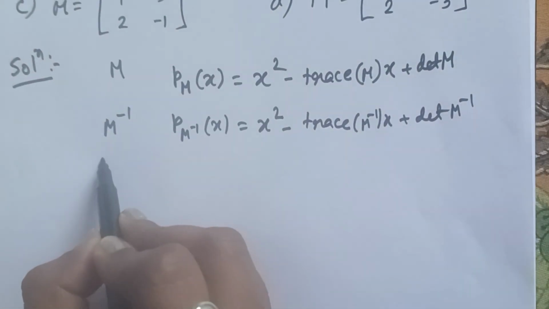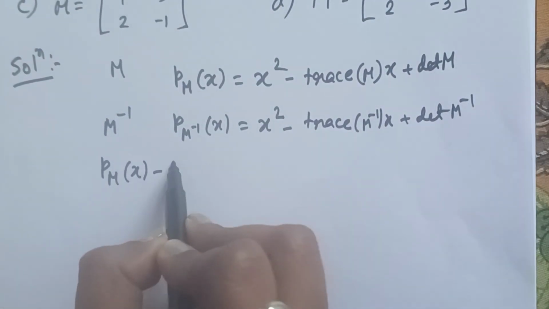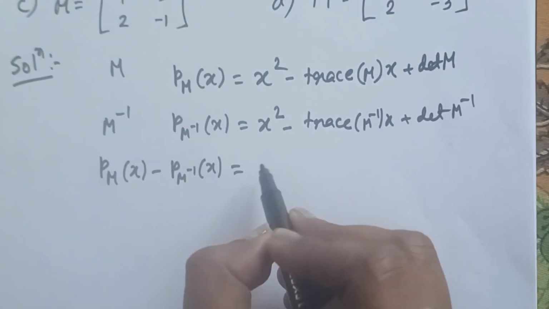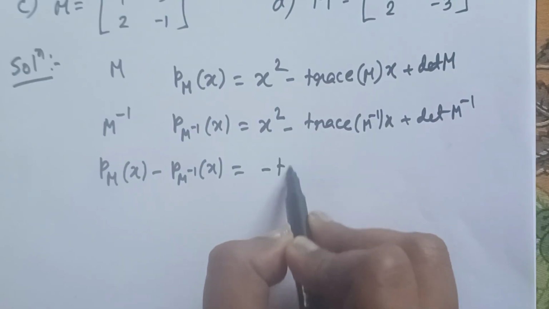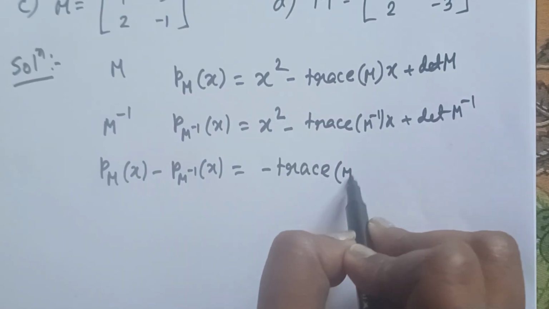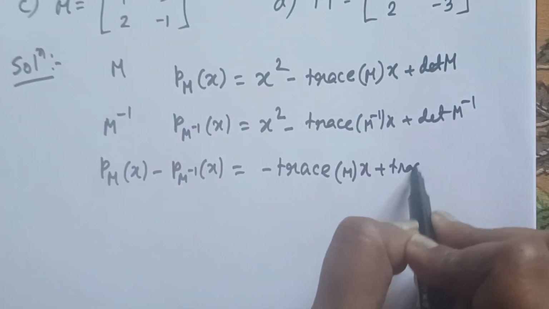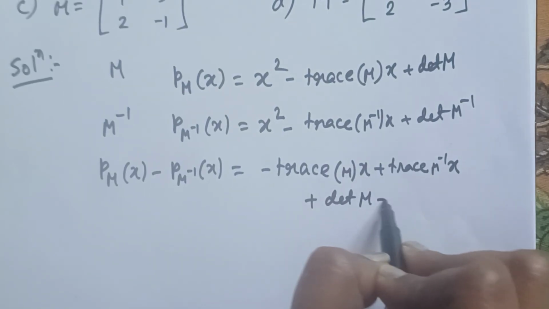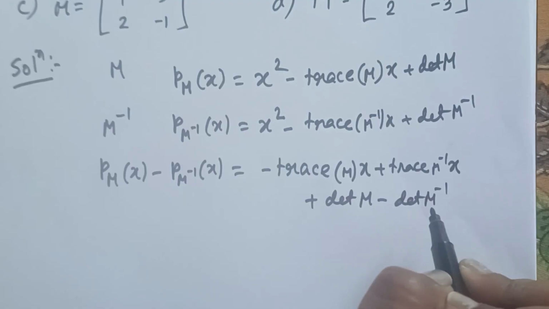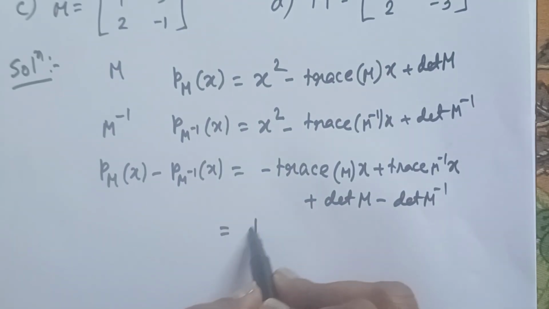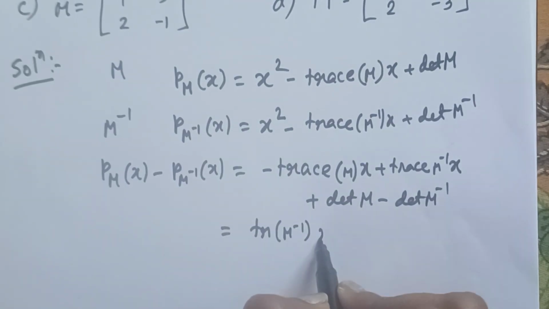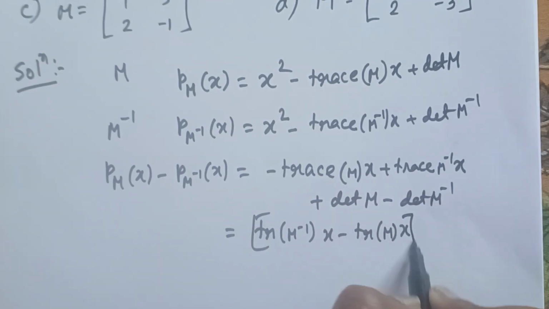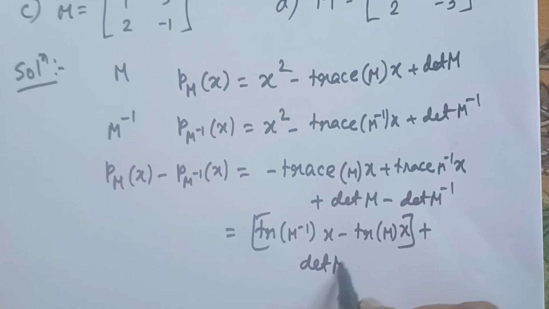Now we have to calculate P_M(x) minus P_M inverse(x). If we subtract these two, x square will be cancelled out. So we are left with minus trace M into x plus trace M inverse into x plus det of M minus det of M inverse. So this equals trace M inverse x minus trace M into x plus det of M minus det of M inverse.